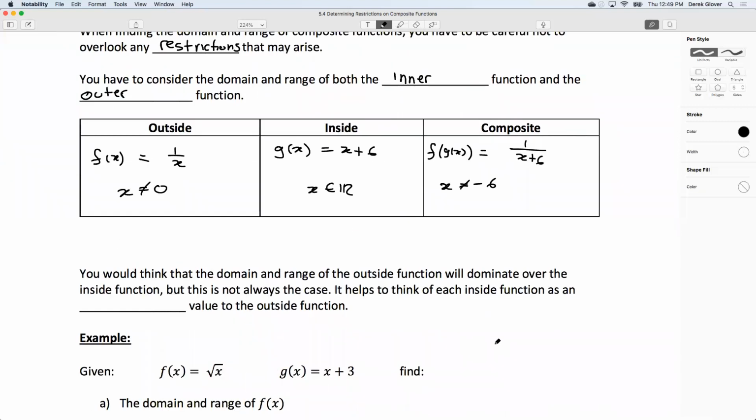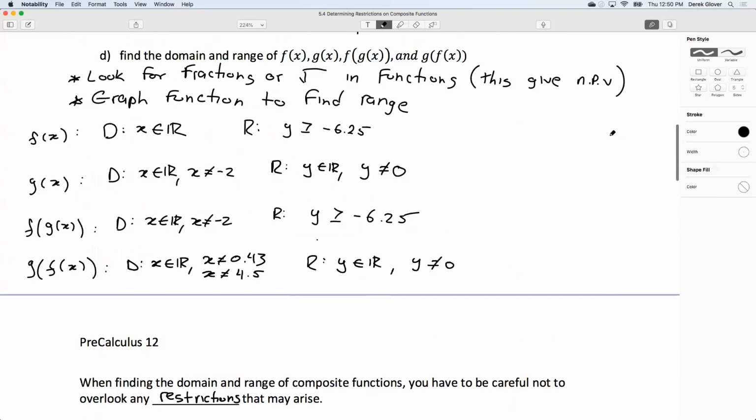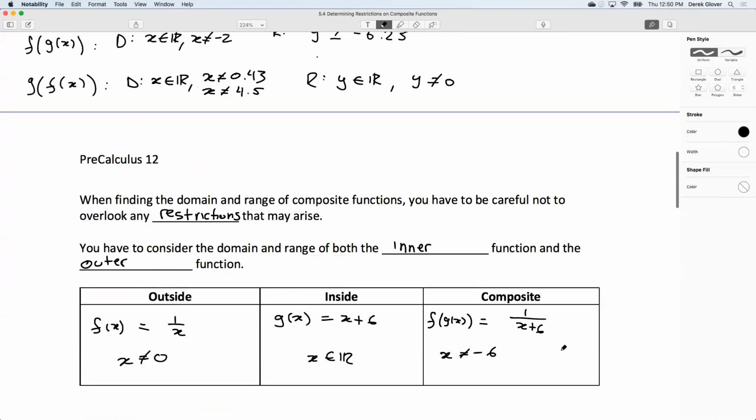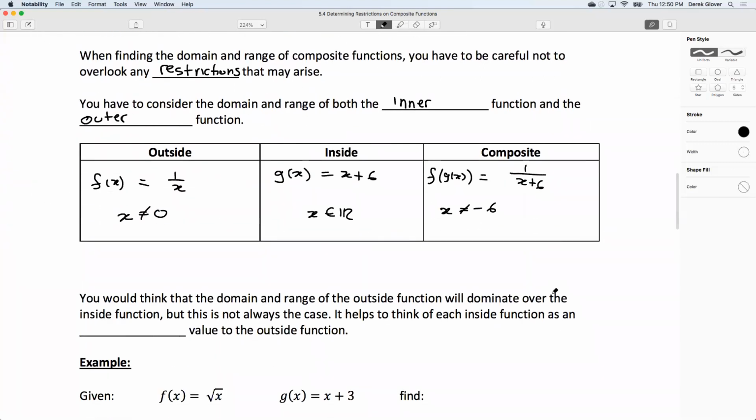So you've got to look at the outer function. You've got to look at the inner function. Sometimes we will see a restriction carry forward from the outer or the inner to the composite. And we saw that where y was greater than or equal to negative 6.25 in f of x and f of g of x. However, sometimes when we build the composite function, it changes the way that the function is laid out, and we've got to look at our denominators or our square roots.